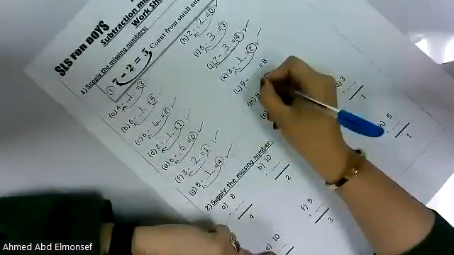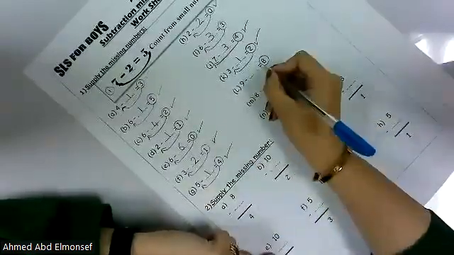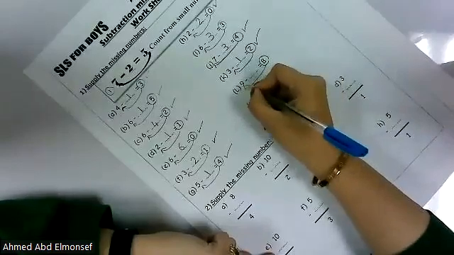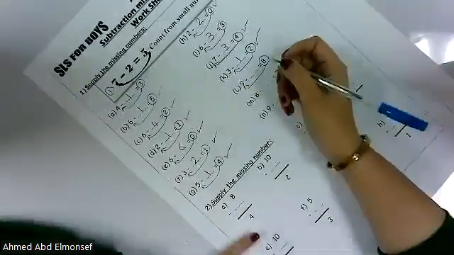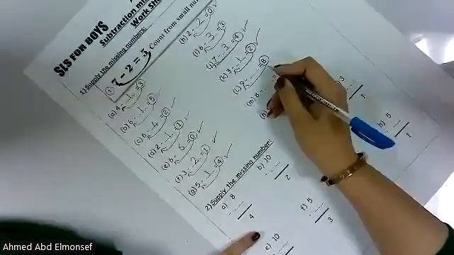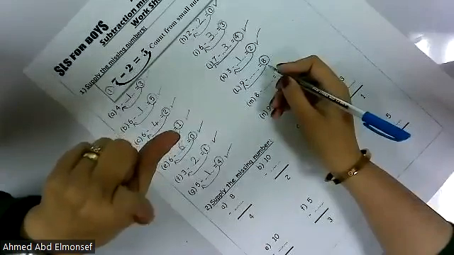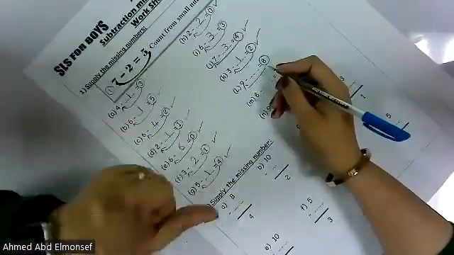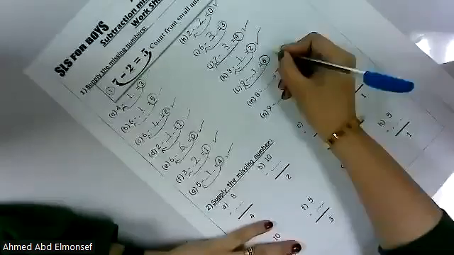9 minus how many gives me 8? Circle the small number. 8 is the small number. Make an arrow, and again the minus, keep it minus. Don't change any sign. After 8, 9. So how many fingers? Only 1. 9 minus 1 gives me 8.